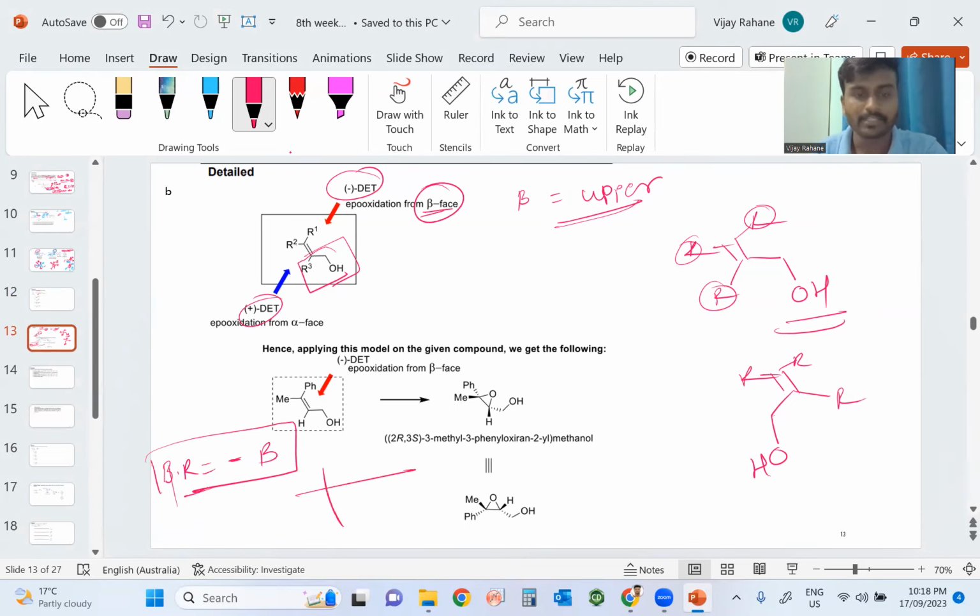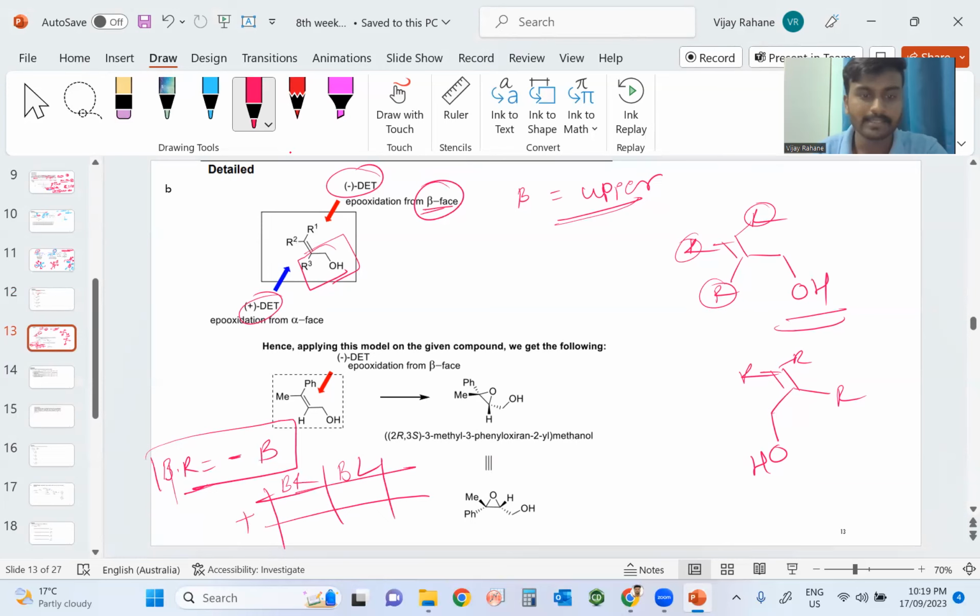Let's say what are the options? So bottom right and bottom left, right? There are two possibilities. Whether your structure has the hydroxy group on the bottom right or bottom left. There are only two possibilities. And let's say if you have the plus diethyl tartrate, I will draw the minus first. If you have the minus diethyl tartrate or the plus diethyl tartrate, minus or plus. So bottom right minus beta. So minus diethyl tartrate, it's bottom right, and it gives the beta.